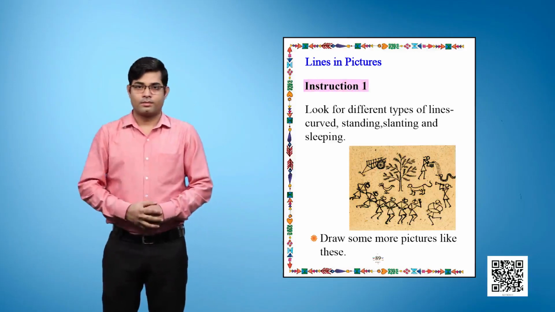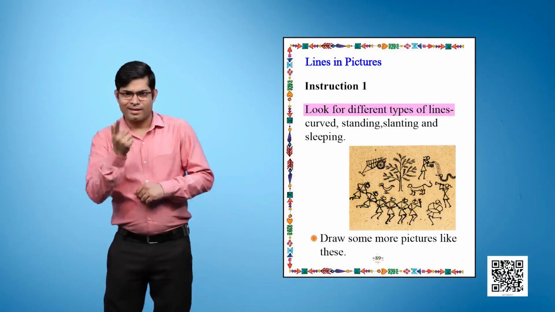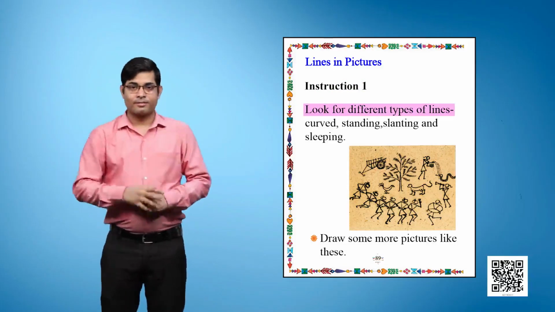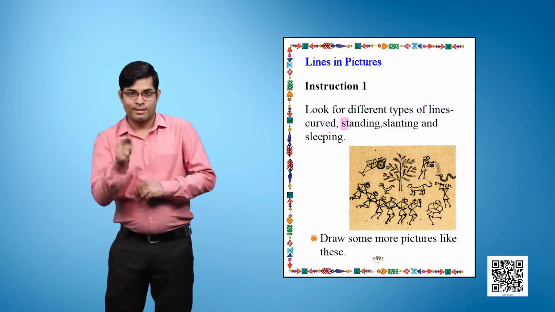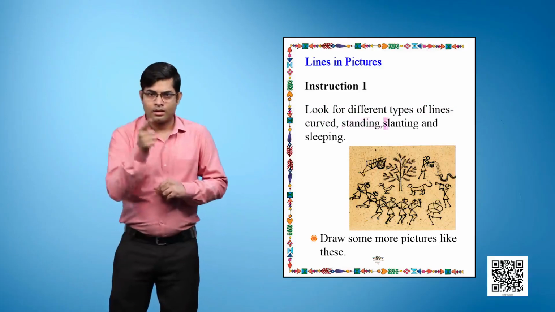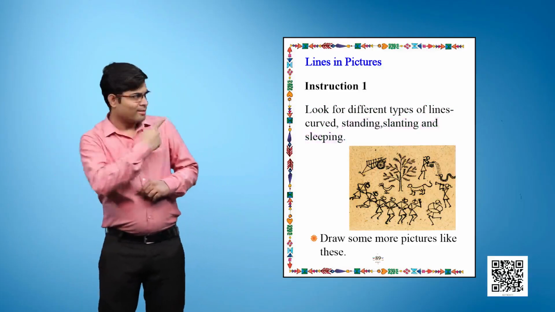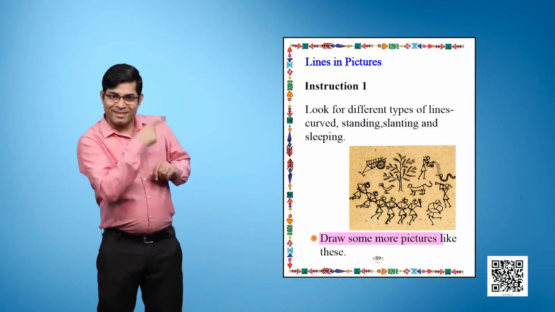Instruction 1. Look for different types of lines. Curved, standing, slanting, and sleeping. Draw some more pictures like these.